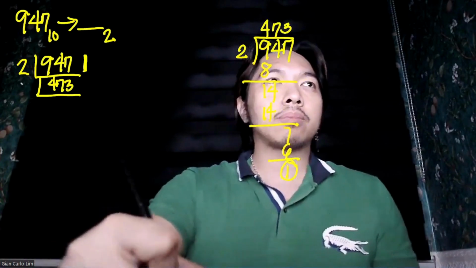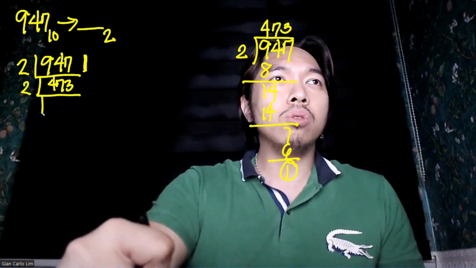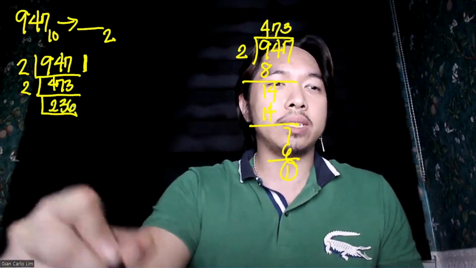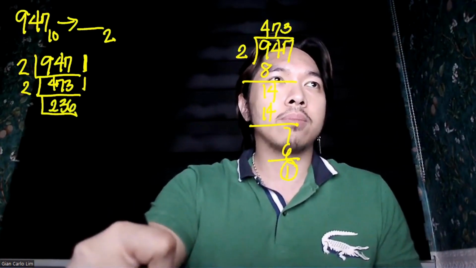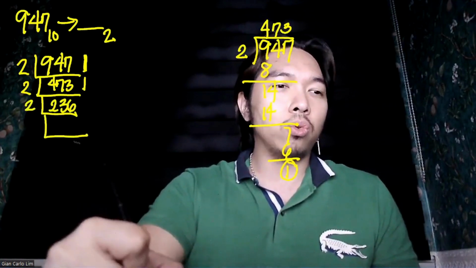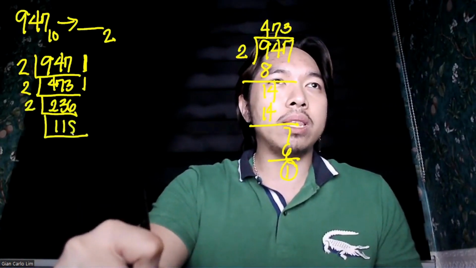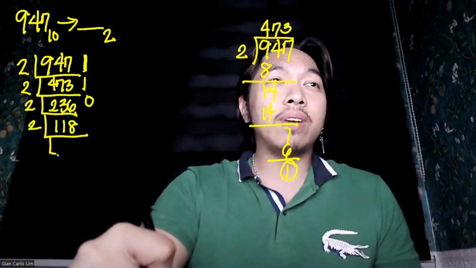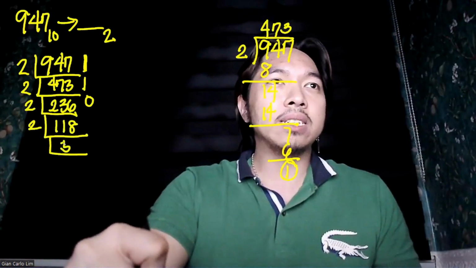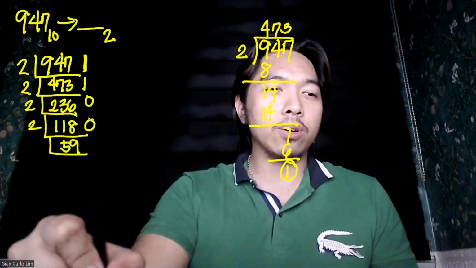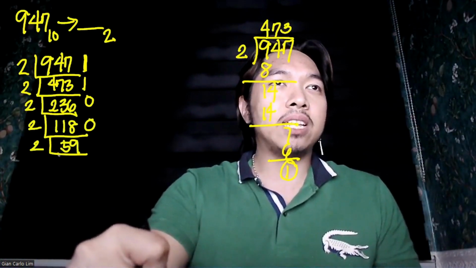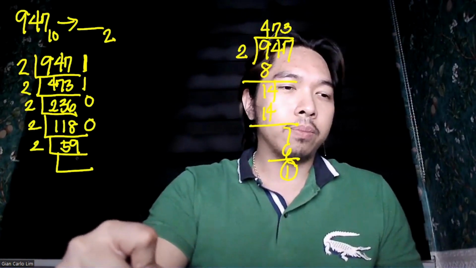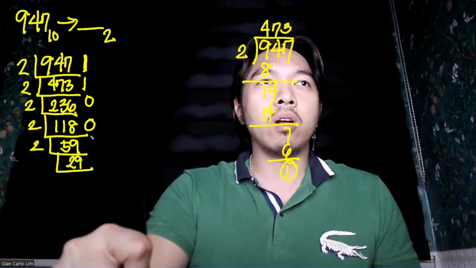Okay. So we divide natin siya ulit by 2. So 473 divided by 2, so that would be 236 with a remainder of 1. And then divide natin siya ulit by 2. Okay, so that would be 118 without the remainder. So lagay natin dito 0. So 118, divide natin siya by 2. So that is 59. Meron tayong remainder na 0. And then 59, divide natin siya by 2. So that would be equal to 29 with a remainder of 1.